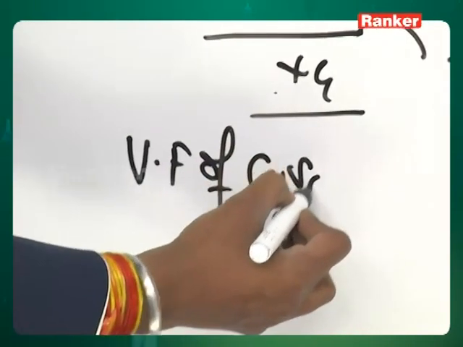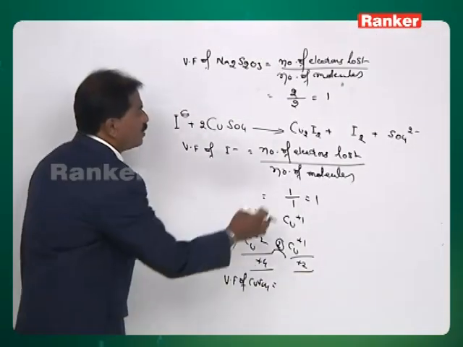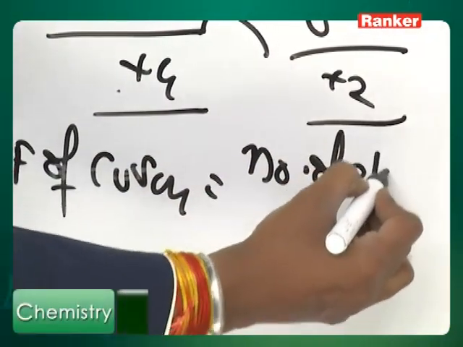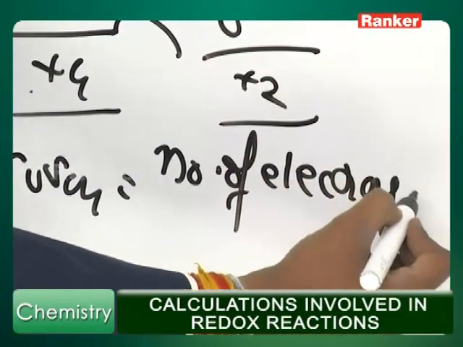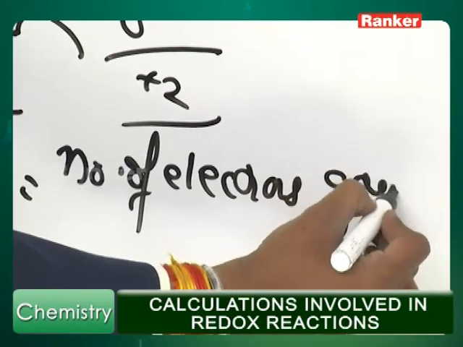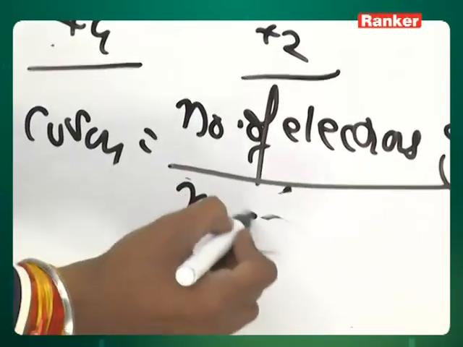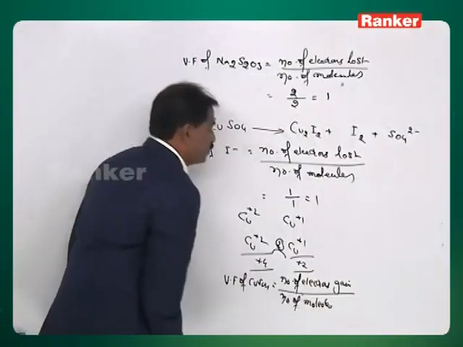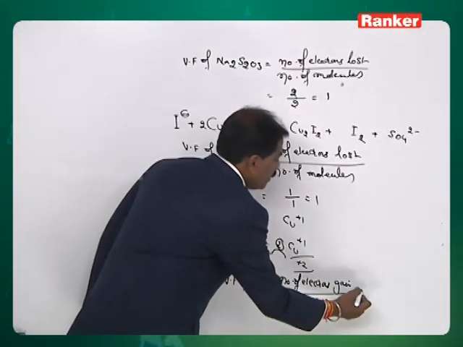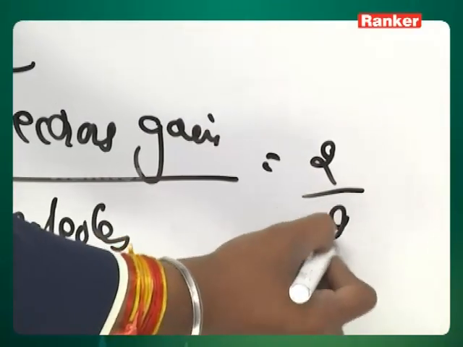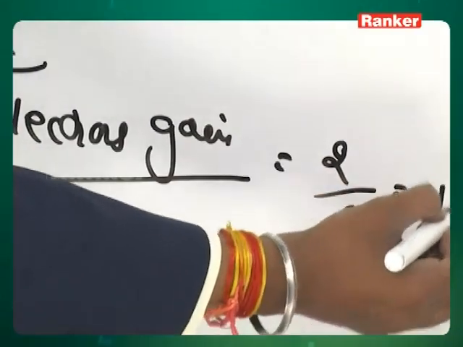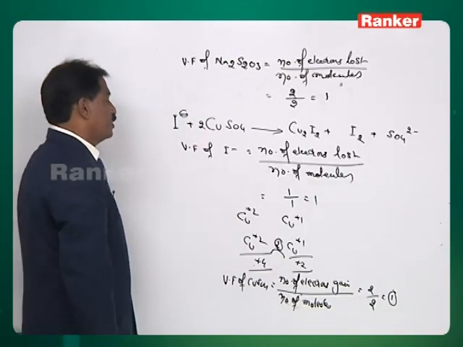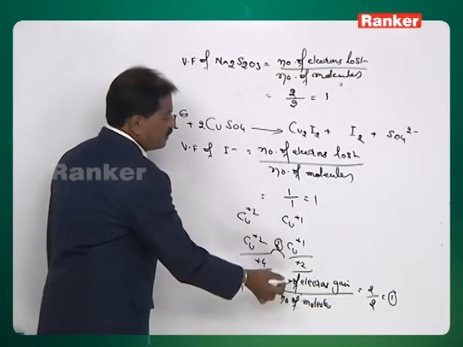Therefore, valency factor of copper sulfate: here it is gaining, therefore number of electrons gained by number of molecules. How many electrons? 2. Number of molecules 2. So, therefore, 1. So, for copper sulfate, valence factor is 1.